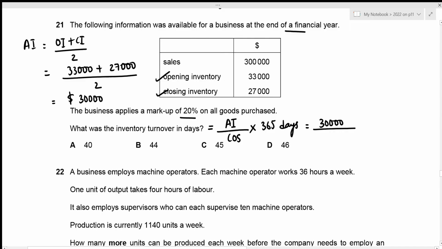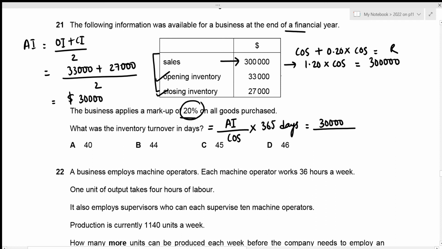Now we require cost of sales, but we're not given any cost of sales here, but we are told that the markup is 20%, which just means that cost of sales plus 20% of cost of sales, so that's 0.20 times cost of sales, results in the total revenue. And 1 cost of sales plus 0.20 cost of sales is 1.20 cost of sales. This results in the total revenue, which is just the sales, and we have the value for sales to be 300,000, so let's substitute it. Now our cost of sales is just going to be 300,000 divided by 1.20, which results in the value of 250,000. Let's substitute this into our formula.